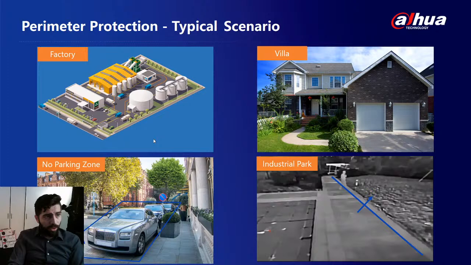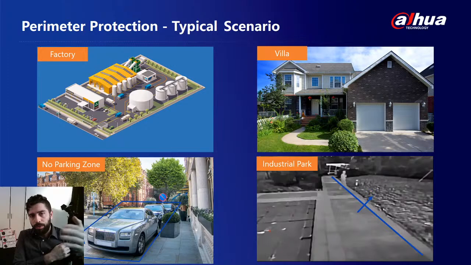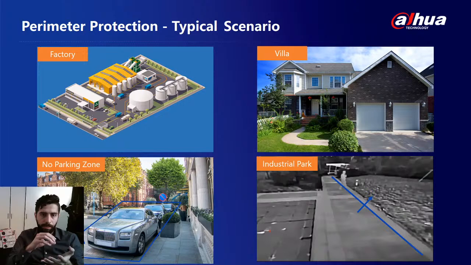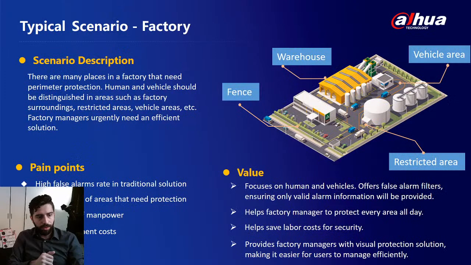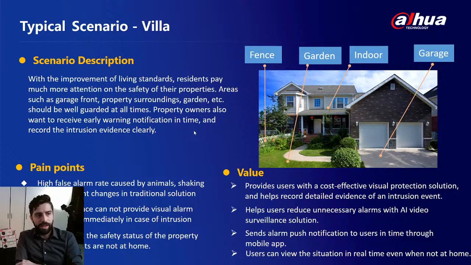Most of these scenarios I've already talked about. For example, for the villa, we talked about how we can use perimeter protection, and we can also use the behavior camera inside the villa for elderly people. For the factory, we took these kinds of scenarios specifically and talked about them in the previous SMB sessions. In the factory, we can use them for the fence, the vehicle area, and restricted areas inside the warehouse. Also for the villa: the fence, the garden, indoor, and the garage.